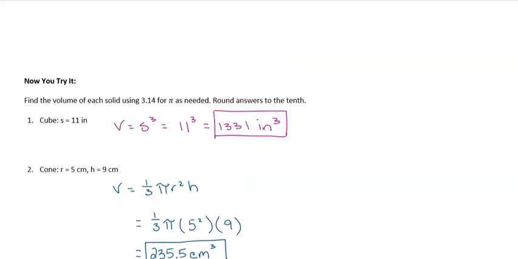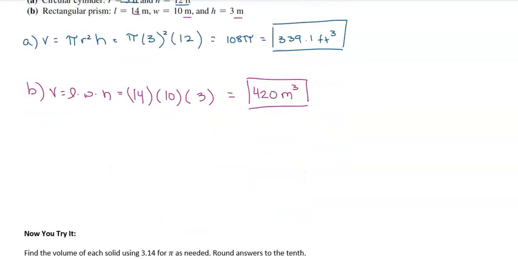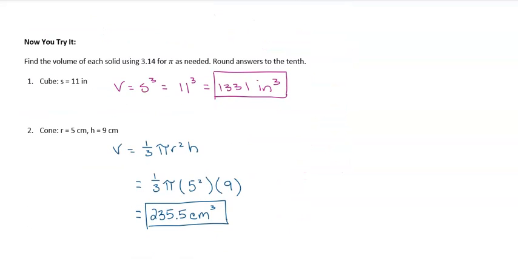A cone, so let's go look at what a cone looks like. A cone looks like this, and the volume of a cone is 1/3 pi r squared h, where r is the radius of the big circle at the end, and the height is at a right angle and it goes right up to the tip of the cone. So it's also called a funnel. So you should get 235.5 centimeters cubed.